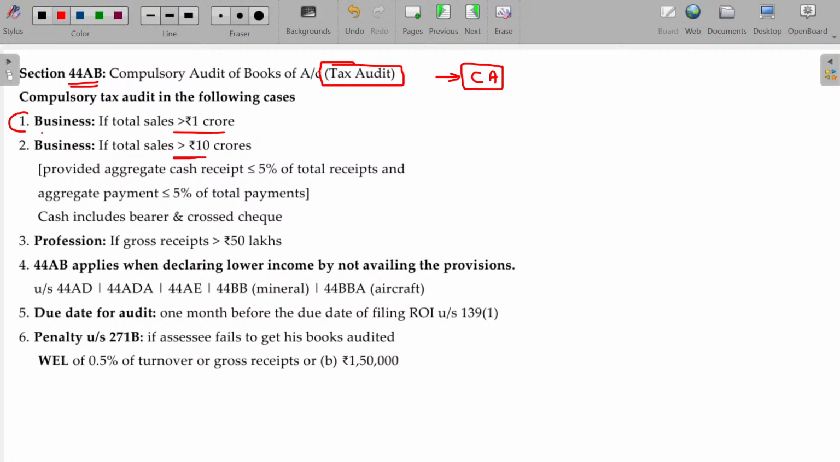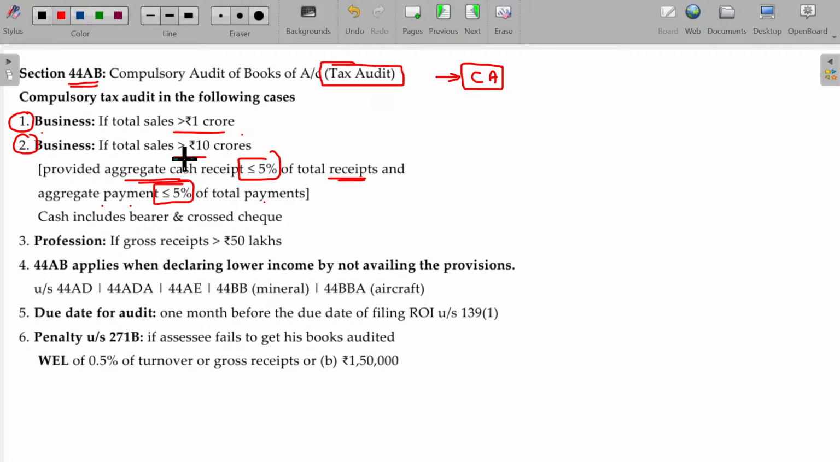So usually, if the total sales is more than 1 crore, compulsory audit is there, where the auditor should verify and sign as per the requirement of section 44AB. And if your business total sales is more than 10 crores, provided aggregate cash receipt is less than or equal to 5% of the total receipts, as well as aggregate payment also less than or equal to 5% of the total payment, then automatically you will be excused from getting your books of accounts audited up to 10 crores.